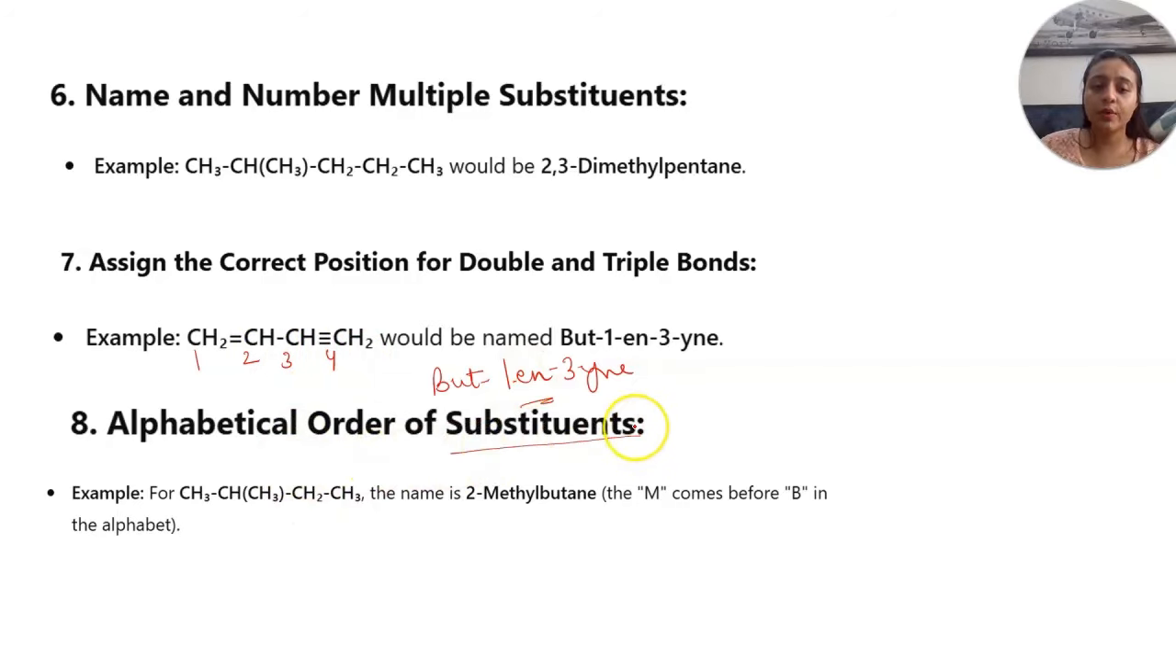Alphabetical order of substituents. So certain times butane comes first. So always remember to write the branch name first. Okay. Like here you can see there is a branch. So first we have written 2 methyl butane. It doesn't matter that M in the alphabetical order comes after B, you always remember that you have to name the branch first. Okay. Give the number.